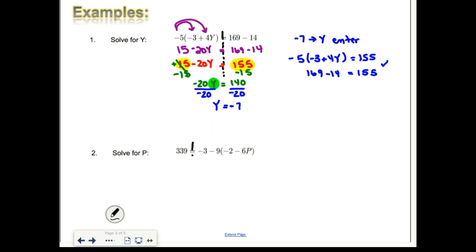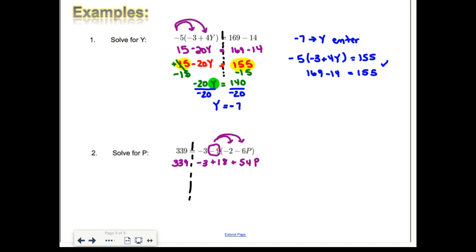Example 2, again, I'm going to put my dotted line. I see that I have a parentheses, so I need to get rid of it first. So remember, we need to take this whole negative 9, and I'm going to take it times this and times that. So 339 stays 339. And then I get a negative 3, and then negative 9 times negative 2 is a positive 18. And then a negative 9 times a negative 6p is a positive 54p.